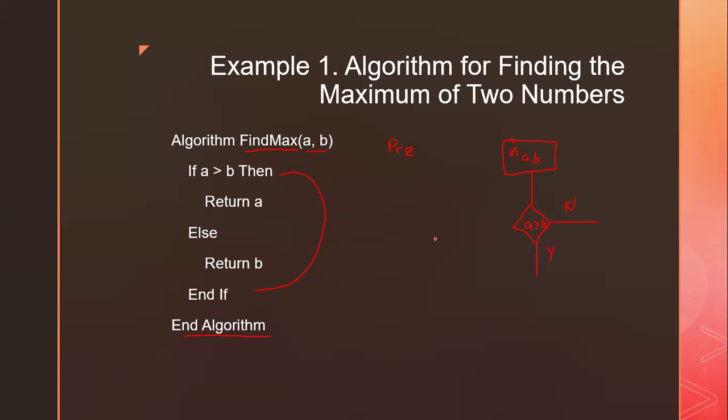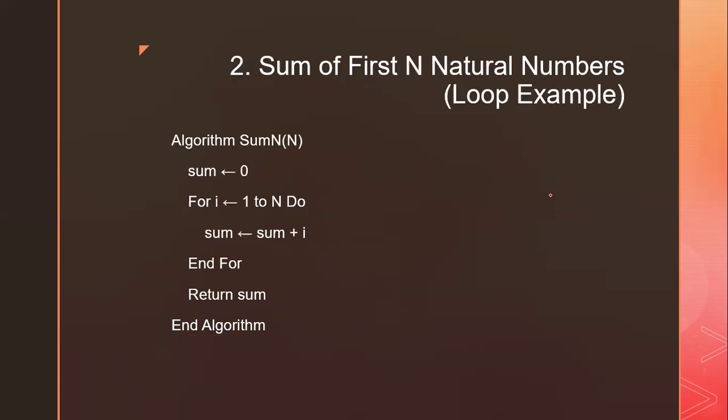So we can say that if A is greater than B, then our output can just be something like return A, else return B. So that's basically our algorithm in general. That's how you would write it out. Something like that there. Okay.